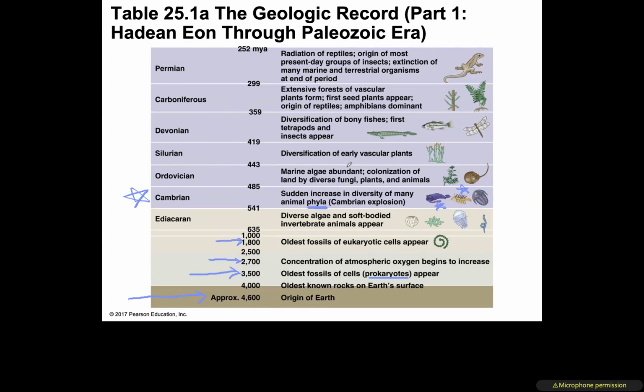All righty. So then, when we're still going up, remember going from the bottom to the top, your marine algae became abundant. Then you got the colonization of land by diverse fungi and plants and animals. So it is around this time period right here that organisms began to move from the water to the land. Okay. And then we start moving into the evolution of vascular plants.